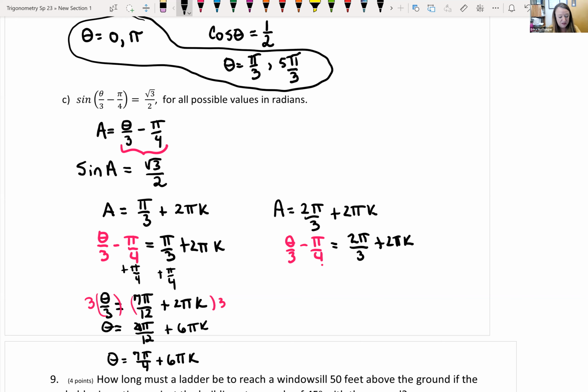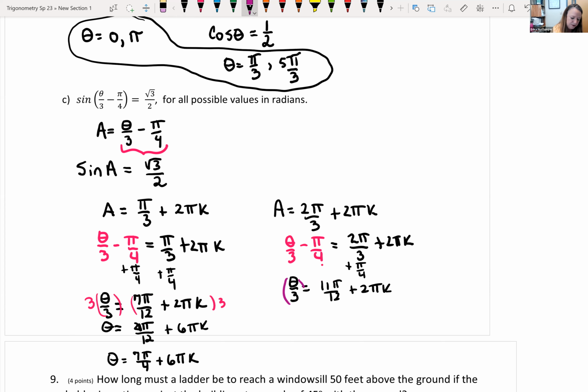So let's do the same thing for our other equation. Let's get theta by itself. We would add pi fourths to both sides. So we would get theta over 3 is equal to, again, a common denominator is going to be 12. So that would be an 8 pi 12ths plus a 3 pi 12ths is 11 pi 12ths plus 2 pi k.